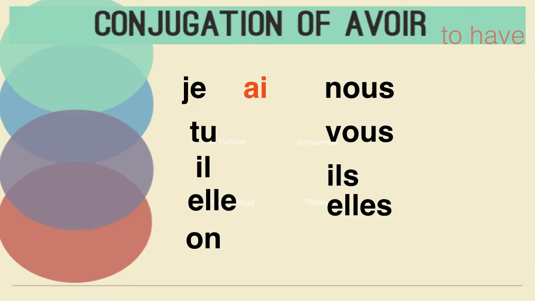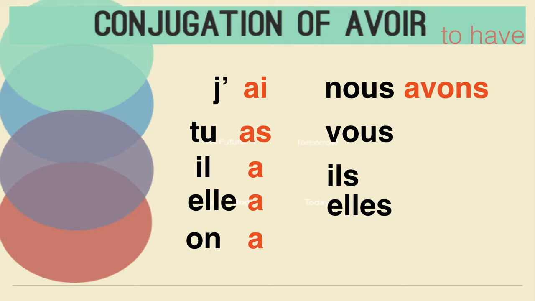And when we conjugate avoir, this is what it looks like. Je ai. But we have a problem. The French don't like to have this J-E, this E next to the A. So they do a J apostrophe. So it's j'ai, tu as, il a, elle a, on a, nous avons. We're saying the S because this is a vowel. Vous avez, ils ont, elles ont. So, j'ai, tu as, il a, elle a, on a, nous avons, vous avez, ils ont, elles ont.